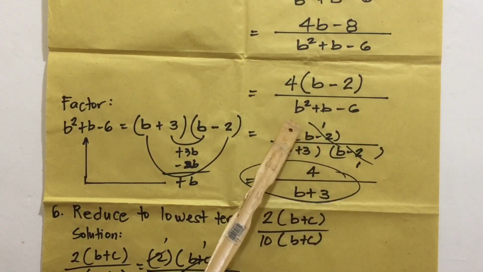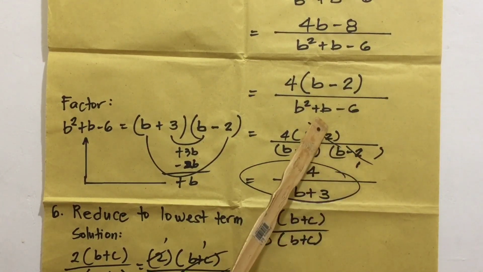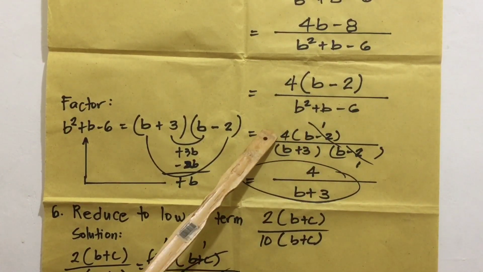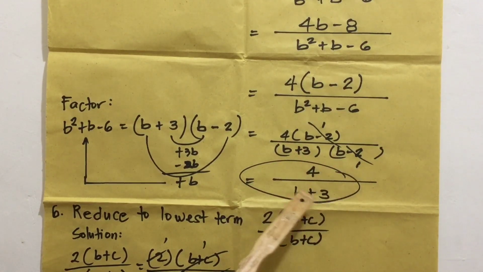This time we can cancel b minus 2 and b minus 2. Once we cancel, we write 1 and 1. Then 4 times 1 equals 4, and the remaining is b plus 3 times 1, which equals b plus 3.